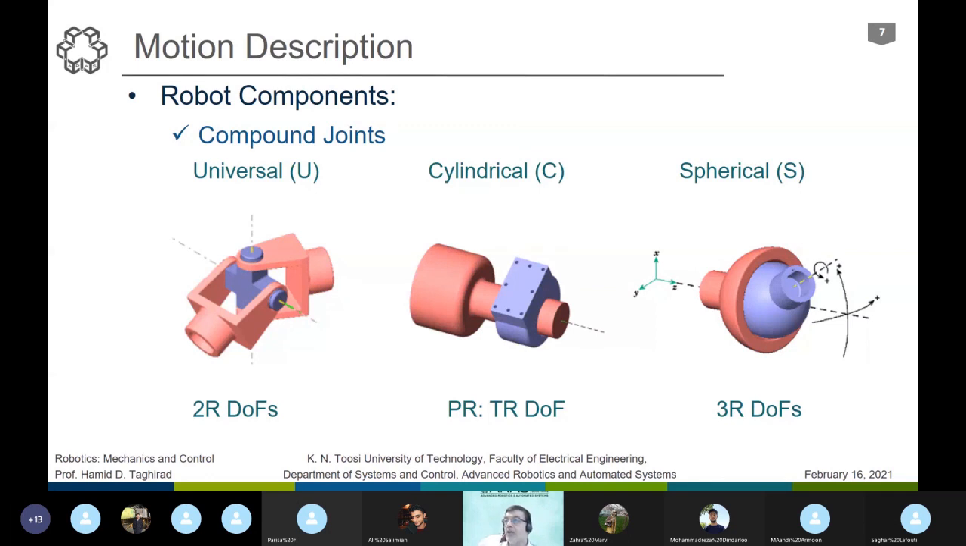The same goes for the cylindrical joint. The cylindrical joint also has 2 degrees of freedom, but 1 degree of freedom is translational, like the prismatic joint, and one of them is rotational. So it can rotate and it can also translate along an axis. And as you see, the axis of rotation and translation is the same here. So the cylindrical joint also has 2 degrees of freedom, but it can be replaced or considered as 2 primary joints, an RP joint, in which both the axes of rotation and translation are the same.